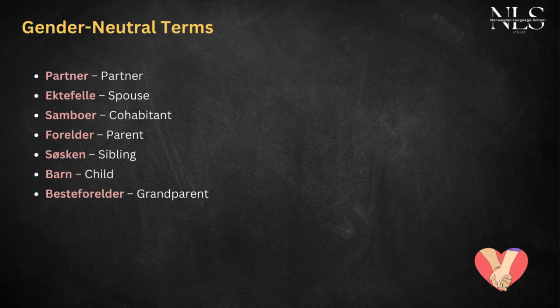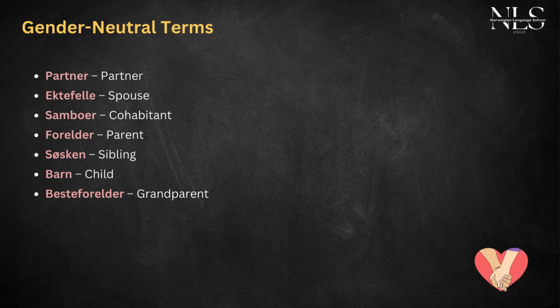Norway is a progressive country when it comes to gender equality, and this is reflected in the language. Many traditionally gendered terms have gender-neutral alternatives. Partner, partner, used for romantic partner regardless of gender. Ektefelle, spouse, a gender-neutral term for a married partner. Samboer, cohabitant. As mentioned earlier, this term is used for unmarried partners living together regardless of gender.